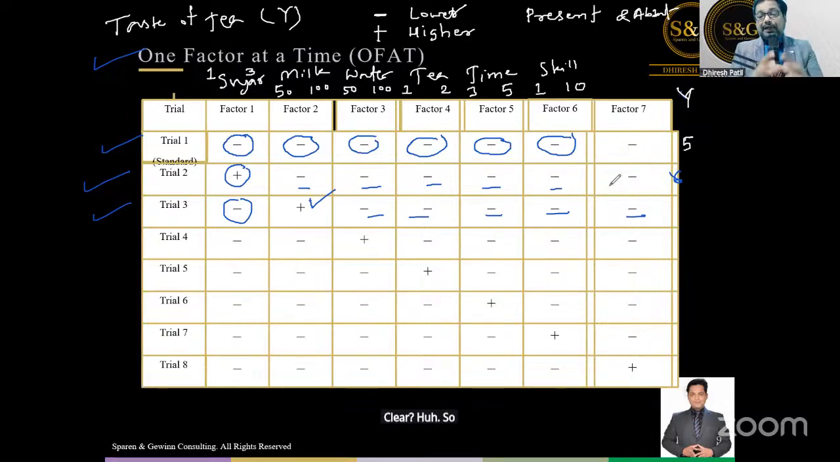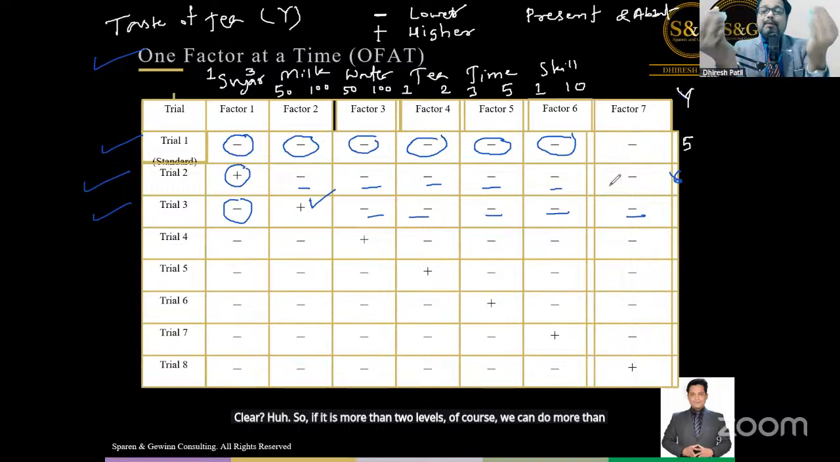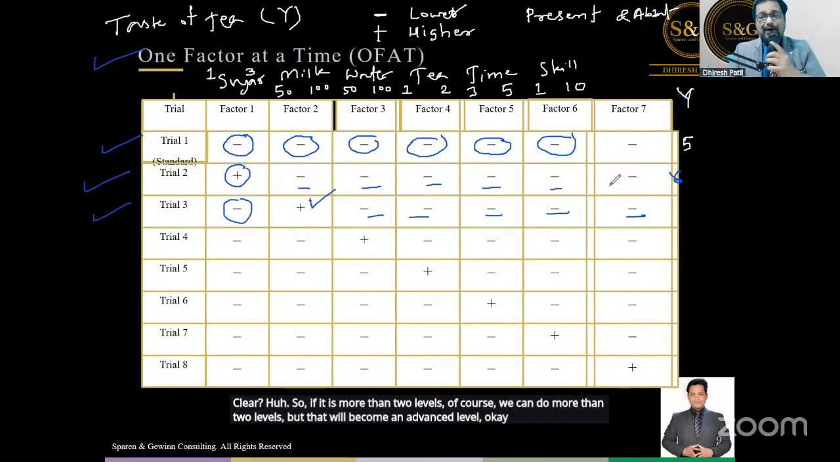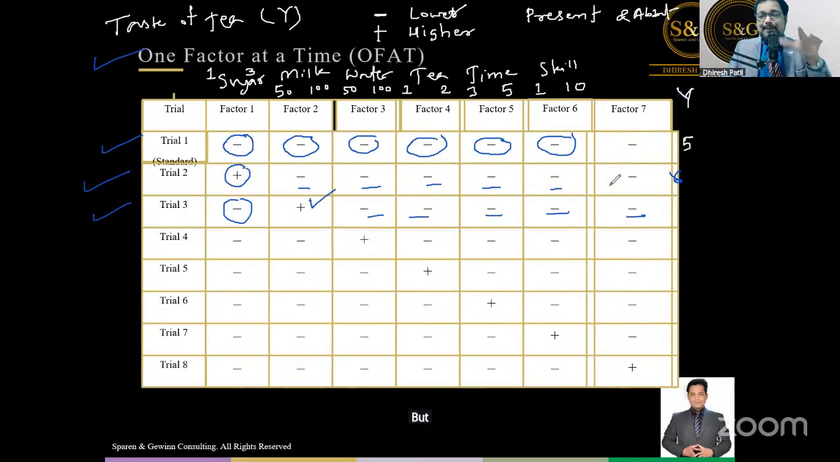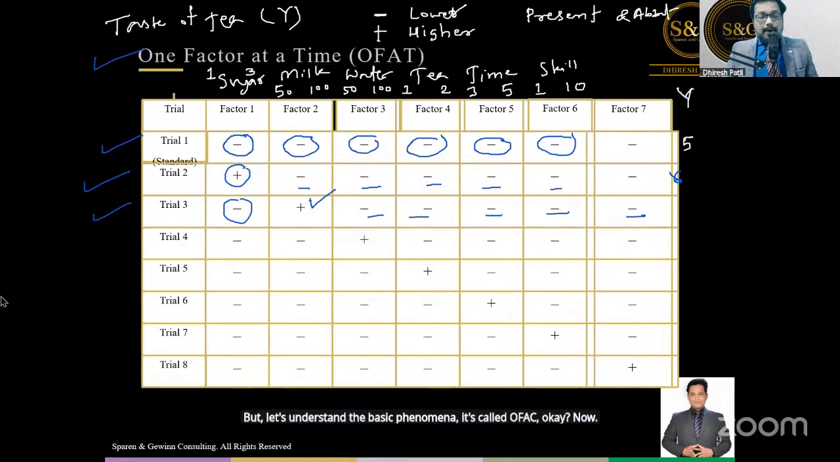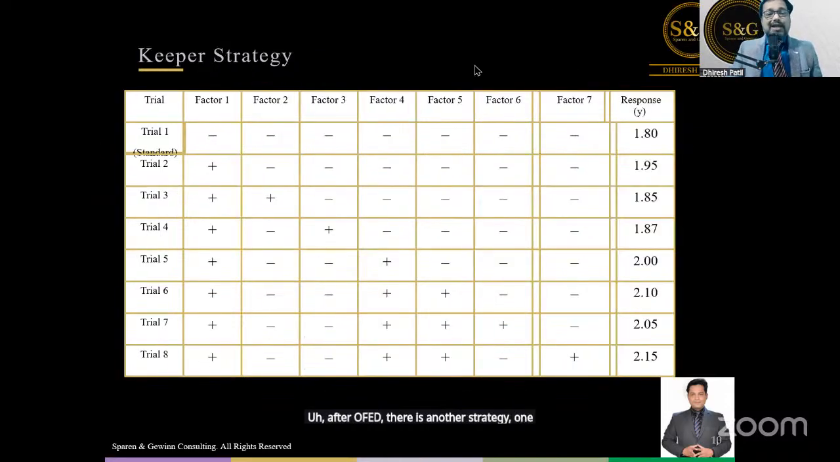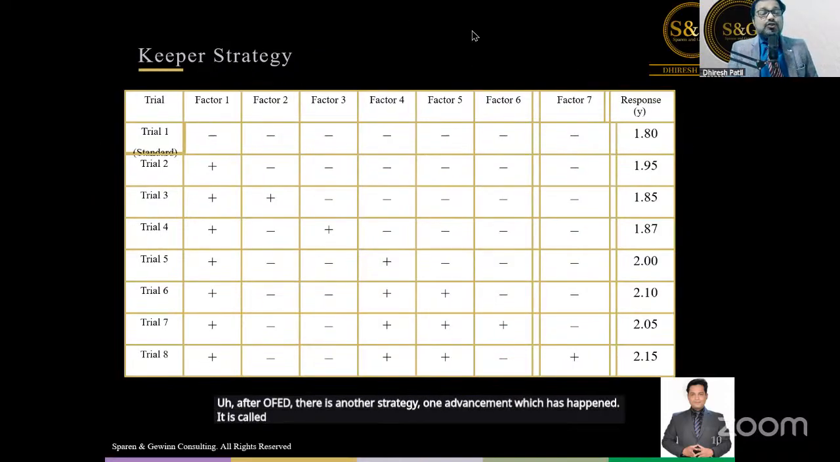If it is more than 2 levels, of course we can do more than 2 levels, but that will become an advanced level. That I will cover as well. But let's understand the basic fundamental. It's called OFAT. Now, after OFAT, there is another strategy, one advancement which has happened. It is called keeper strategy. What is that? Keeper strategy.